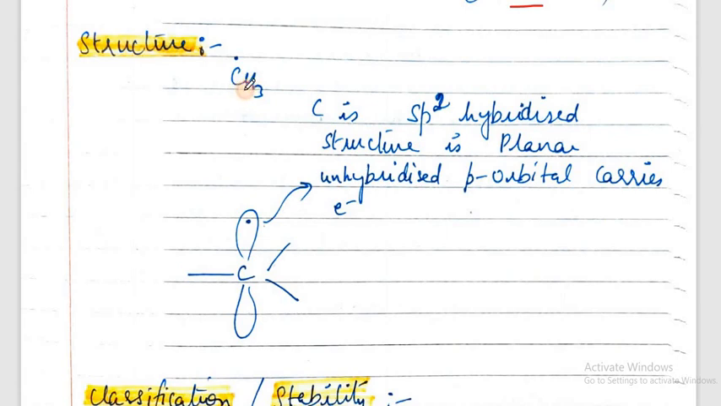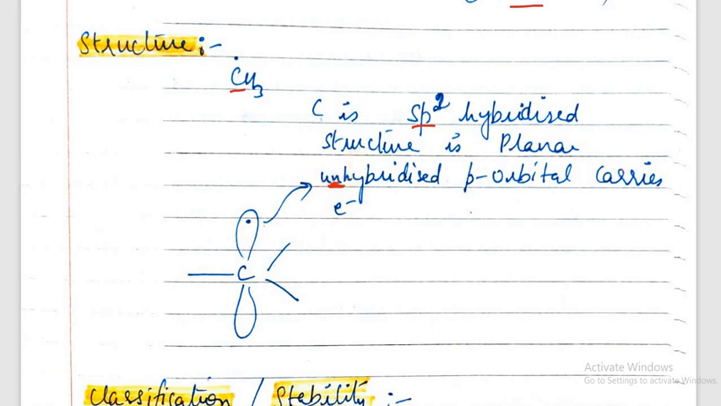Let us take up the example of CH3 free radical. In this, carbon is sp2 hybridized, that is, it has 3 sp2 hybrid orbitals, and the fourth is an unhybridized orbital. The unhybridized orbital contains the odd electron. So these have planar structures again. Free radicals have planar structures, and in this the odd electron is present in the unhybridized orbital.